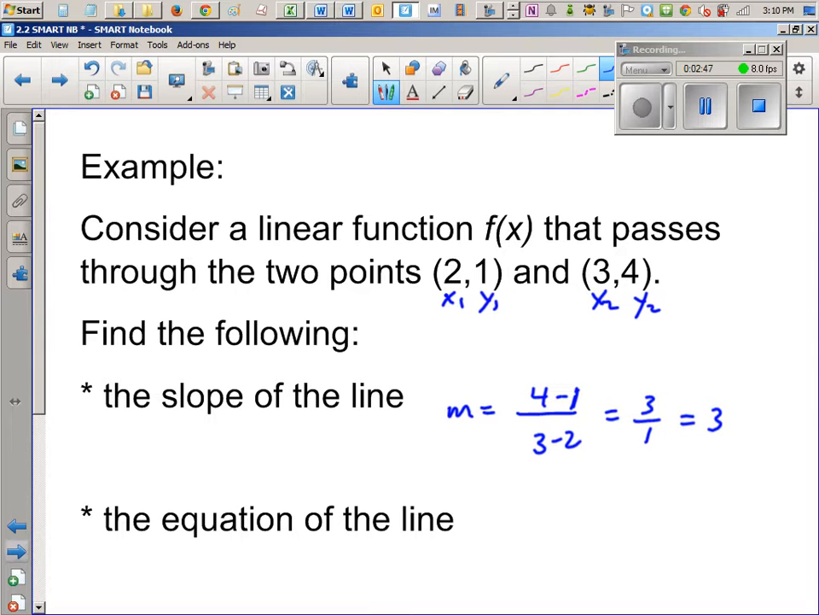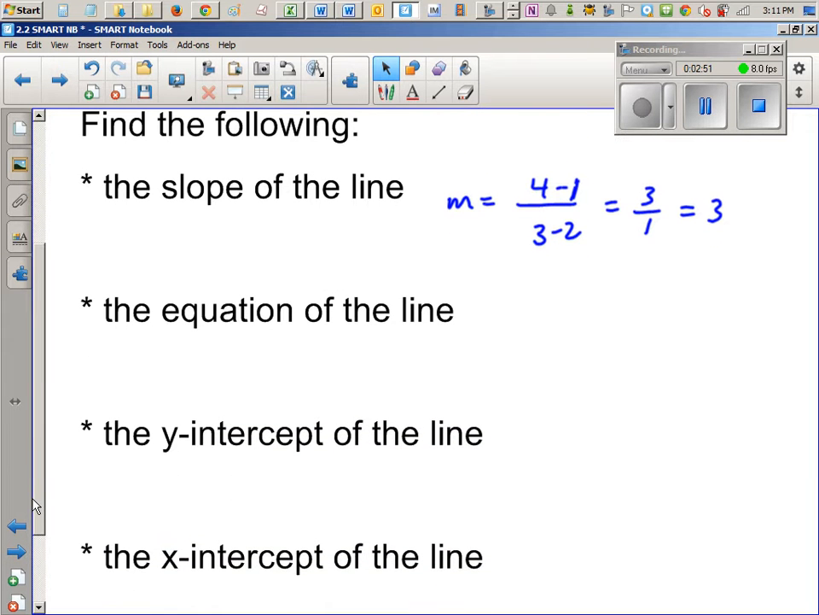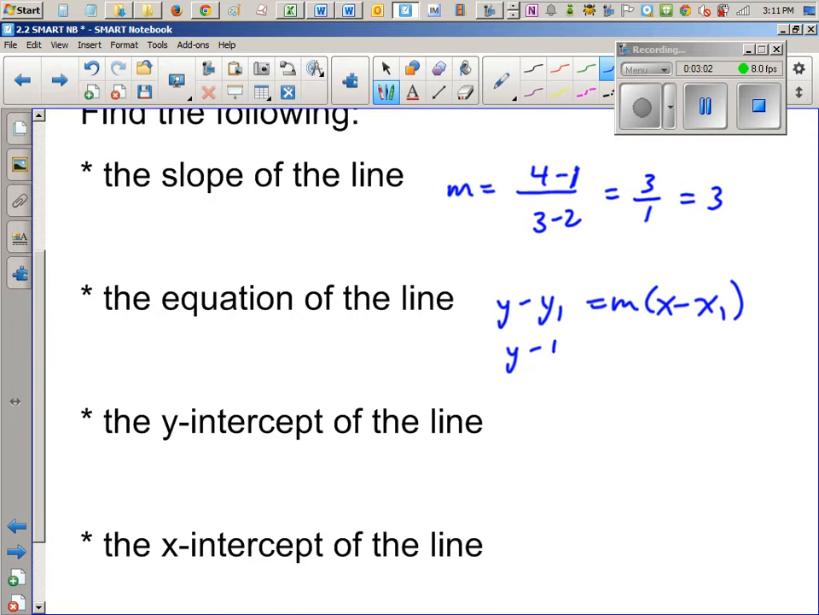Finding the equation of the line, I said a moment ago that a convenient way to start that is to go ahead and use y minus y1 equals m times x minus x1. We already were given x1 and y1 in the beginning. They were 2 and 1. So we can just write y minus 1 equals m times x minus 2. As for the m, we found that back in the previous problem. It was 3, right? So we can steal that and use it.